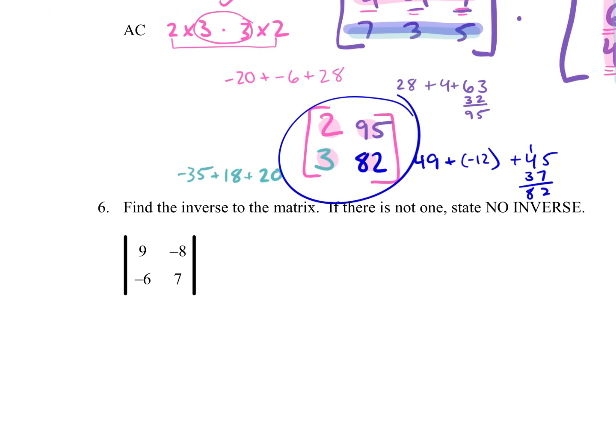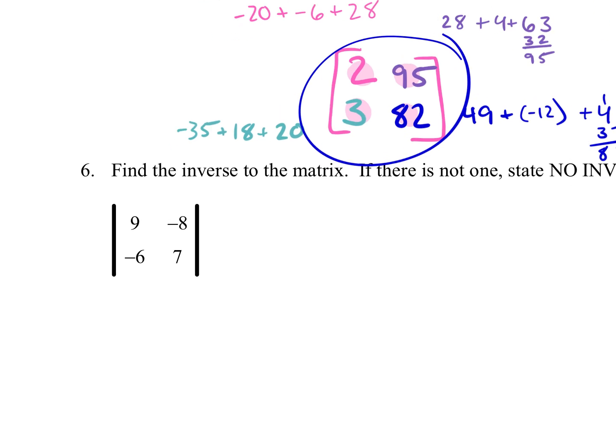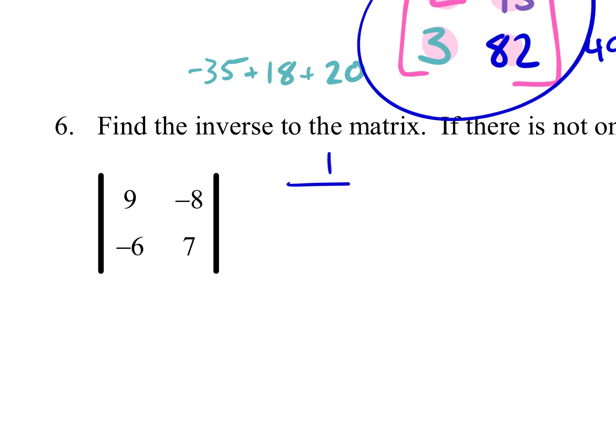All right, let's do 6 next. We want to find the inverse of the matrix. If there is not one, state no inverse. So first thing we want to do to find the inverse is find what our scalar is that we need to multiply. So it is 1 over majors minus minors.